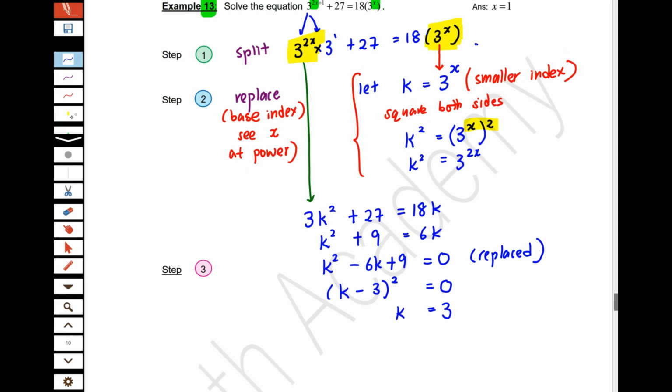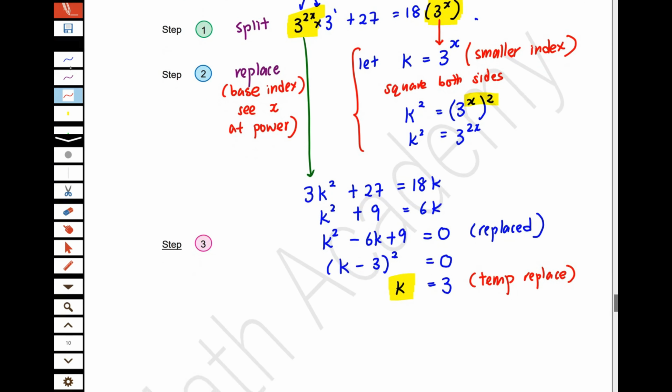Now k, remember, k is a temporary replacement. You want to find the exact variable called x, you have to remember that step 3, you have to replace back. So remember, k is not my intended variable. Actually, k was 3 power x. If you remember, we have this mentioned earlier on. Okay, so you replace k by 3 power x. So this step becomes a 2 terms question, you can just equate the power. So power equal power, solved.